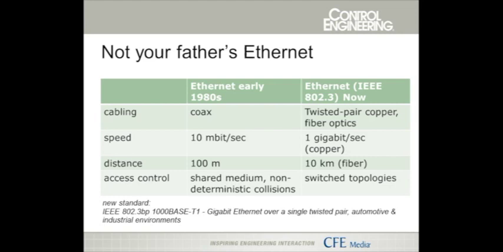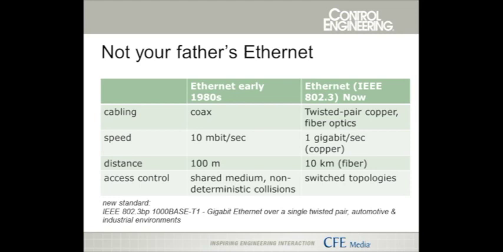But if you look at then versus now, what you find is from that thick coax, we went to thinner coax, then twisted pair copper. Now we have fiber optic Ethernet. We're up to speeds of 1 gigabit per second. We're now up to 10-kilometer distances with fiber. We can have switch topology, so you don't have to worry about the collisions anymore. Each station is effectively on its own wire.